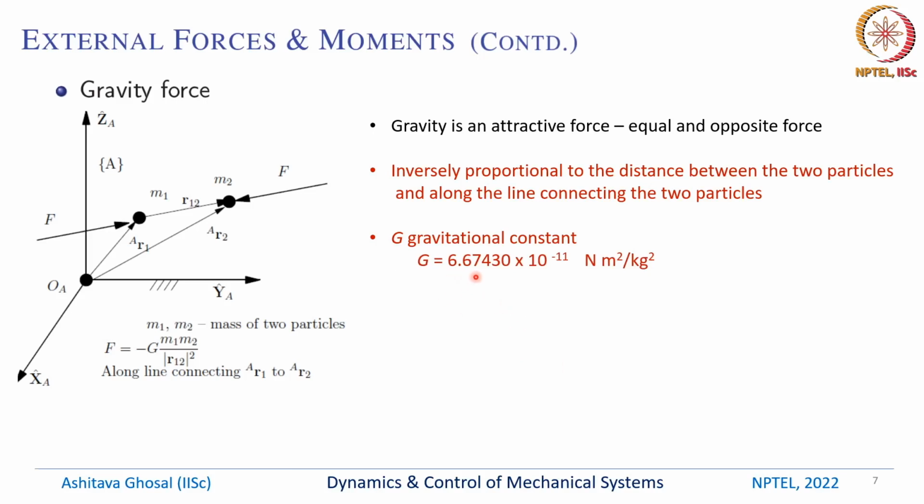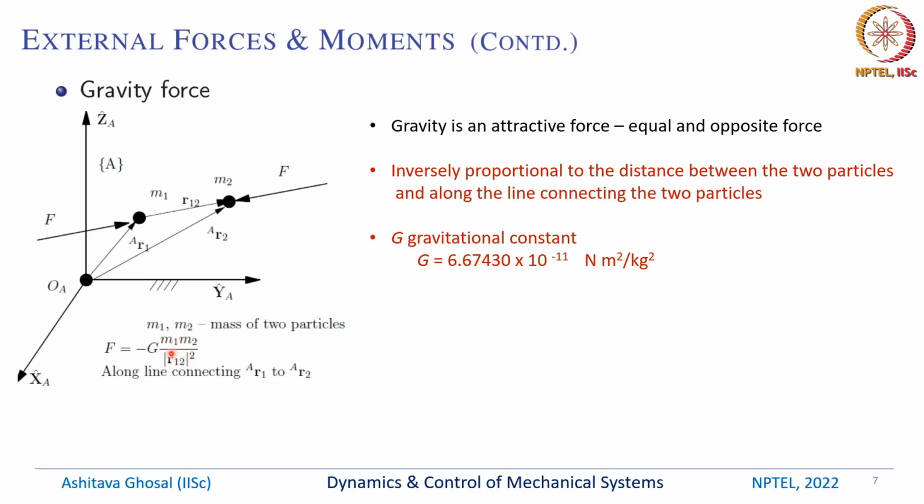So G is 6.67430 × 10^-11 newton meter square per kg square. So is this a large number or a small number? Okay, so think about it. Is gravity a very important, very large force, or a small force?